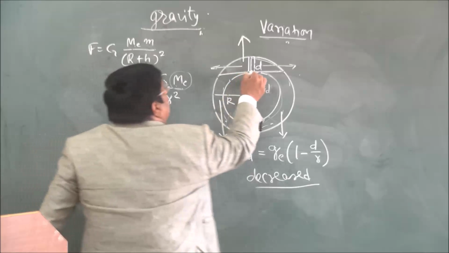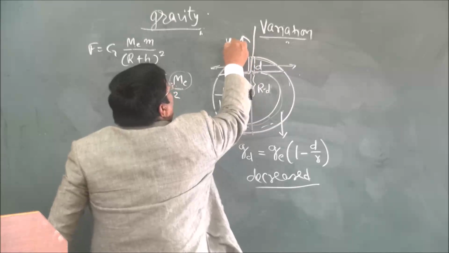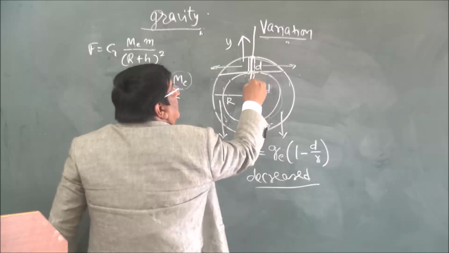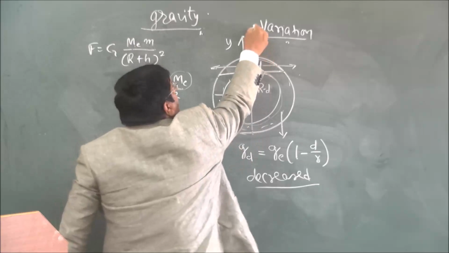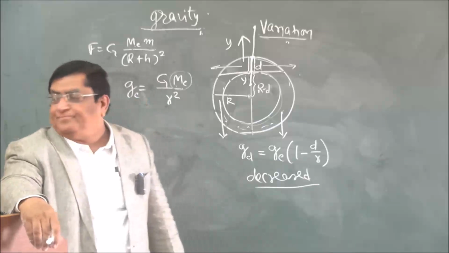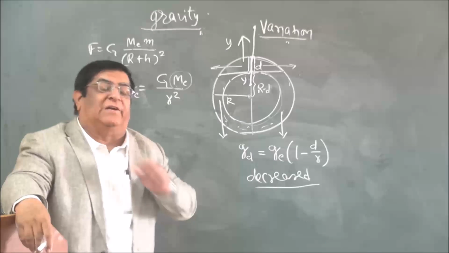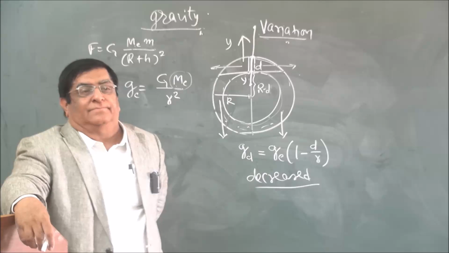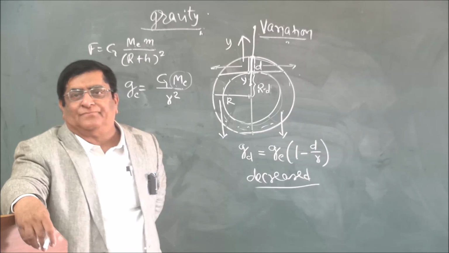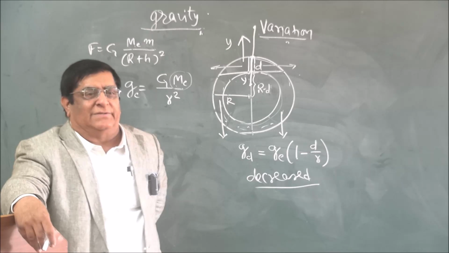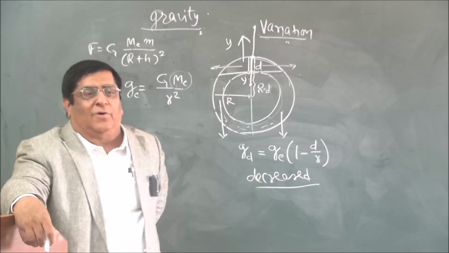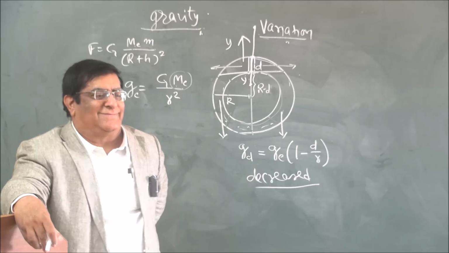When we go to a certain height y, or we go to a certain depth y, in both the cases, what will happen to acceleration due to gravity? Decrease. In which case will it decrease more? Height or inside? How can you say that? Give a proof.